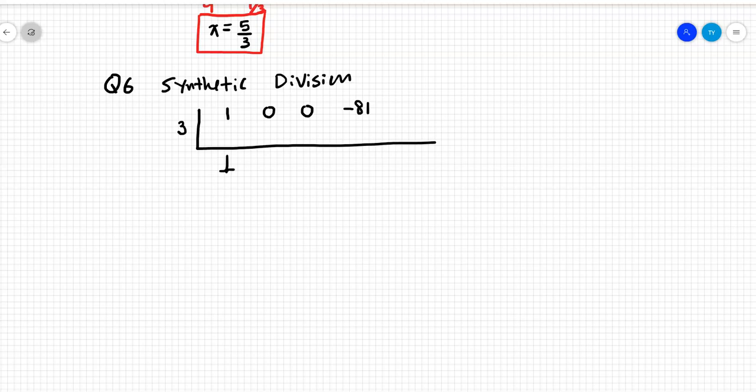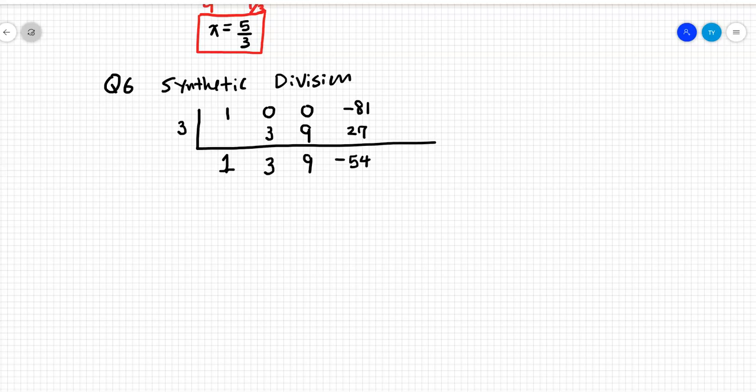Now cross multiply, which is a 3. Now let's add these two. Okay, I was off a little bit here. So that's going to be 3. Now cross multiply, which is a 9. So that's going to be 9. And then 3 times 9, you get 27. And if you add these two, you get minus 54.